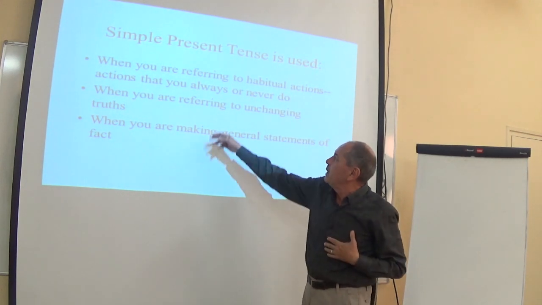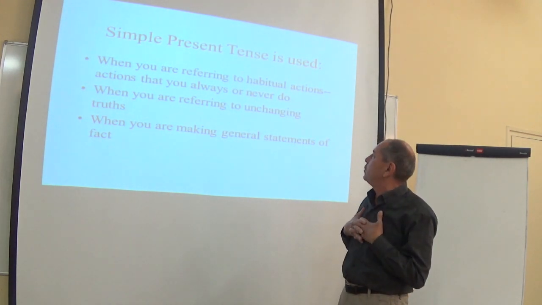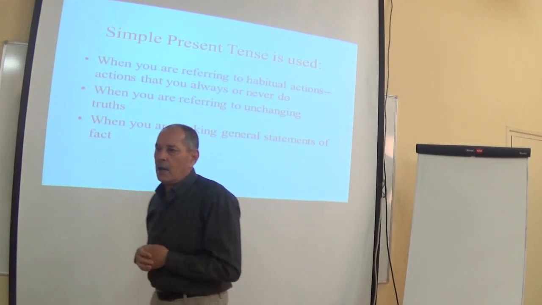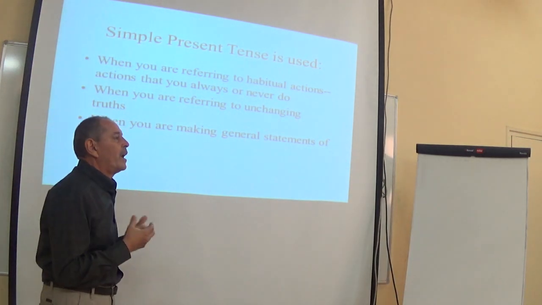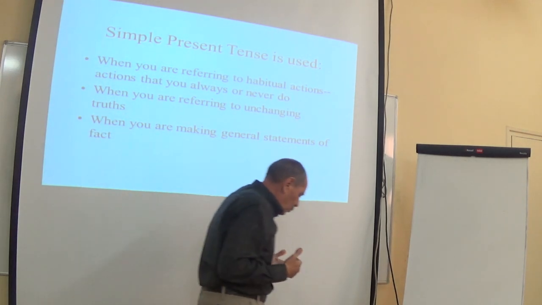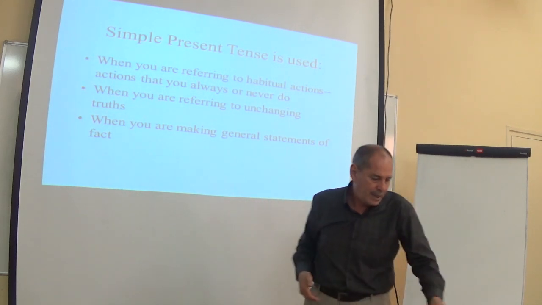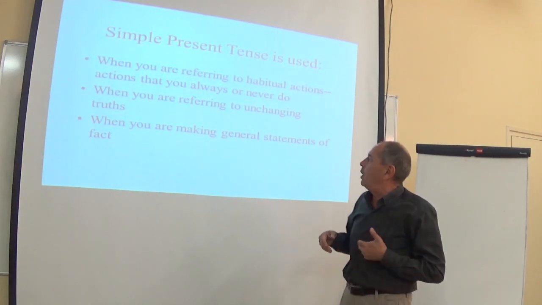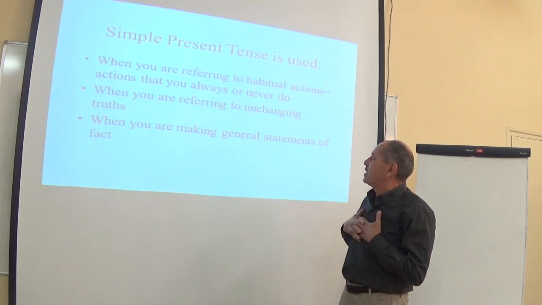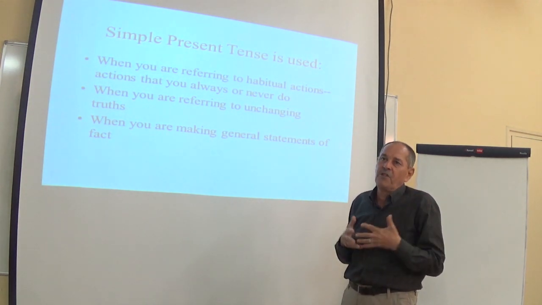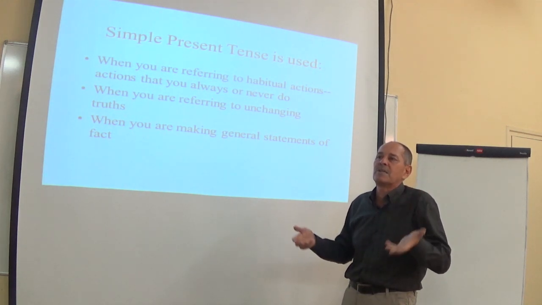Second possibility, when you are referring to unchanging truths. For example, if you say, the sun rises in the east. This is what the sun does every day. So it is permanent again. Or when you are making general statements of fact. Again, it's the same as the previous example, the sun rises in the east.